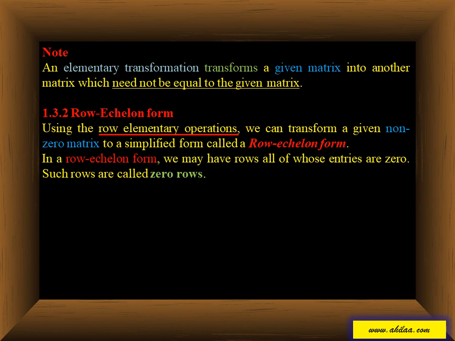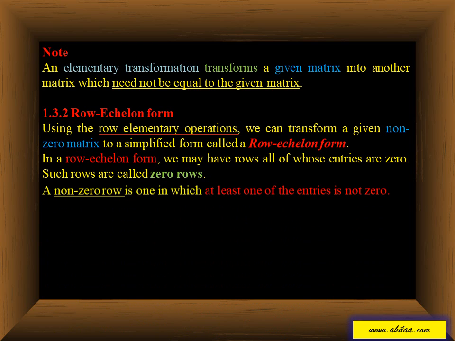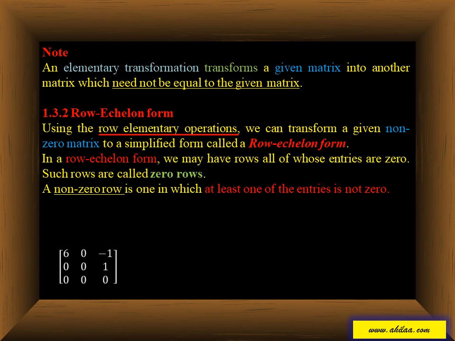In a row-echelon form, we may have rows all of whose entries are 0. Such rows are called zero rows. If all the elements in a particular row are 0, then we say it is a zero row. A non-zero row is one in which at least one of the entries is not 0. Suppose in a row at least one element is non-zero, then we don't say it is a zero row. It is said to be a non-zero row.